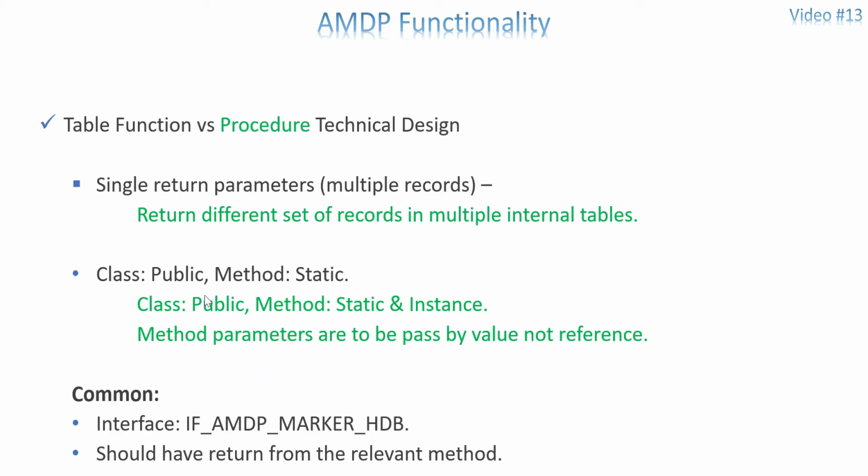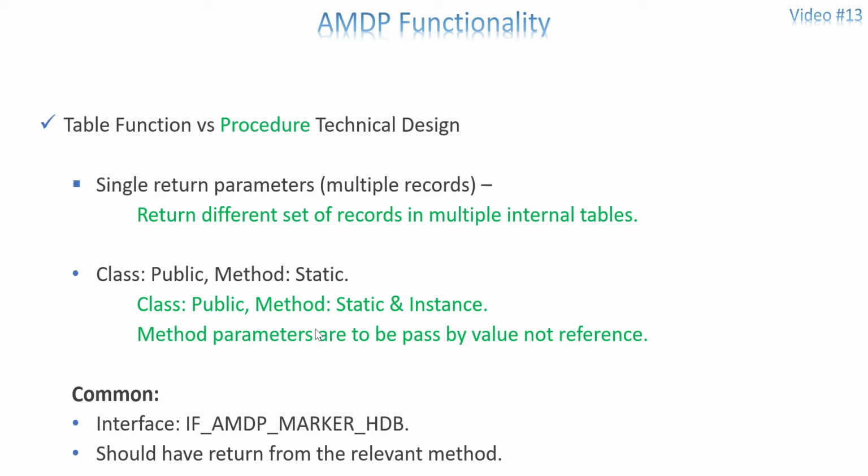If you take the class, it should be public, and the method should be static. That's for a table function. For a procedure, again, the class should be public, and for the method you can have both: either a static method or an instance method. You can call a static method with the class, or an instance method with an object, from your ABAP program.